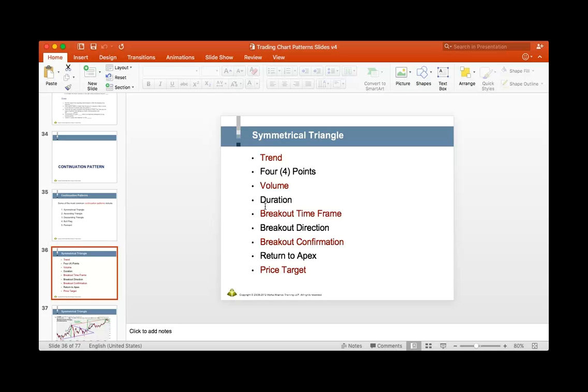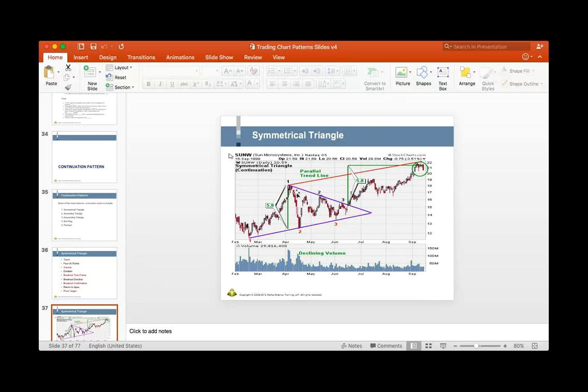Okay, breakout time frame. You can actually do time projection from here. How long does it take to break? Okay, how long it takes to form this pattern is how long it will take to hit your price target also. Okay, another thing to think of for chart patterns is for triangles, usually it will not go to the apex.